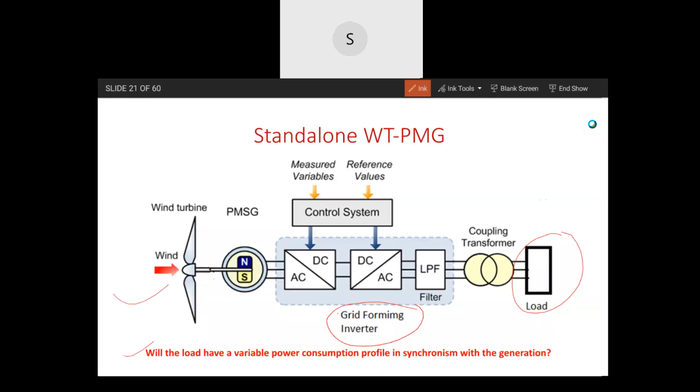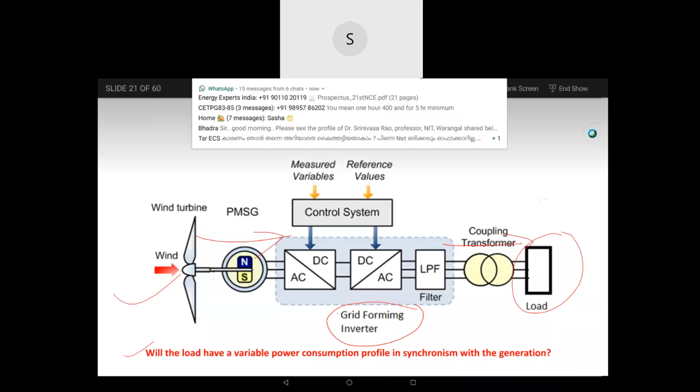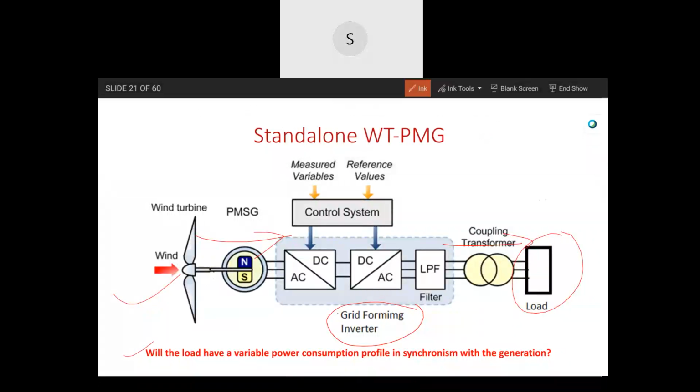Wind speed will be varying, so the power output will be varying. The power given to the load also will be varying. Is there any load that can take a variable amount of power? If you have a lamp, it has a fixed wattage, so demand is fixed. Even most of the appliances and equipment, demand is fixed. There is an exception. Suppose for space heating or water heating, you can have a resistance type of heater, and a resistor can take a variable voltage. So power also will be varying accordingly.